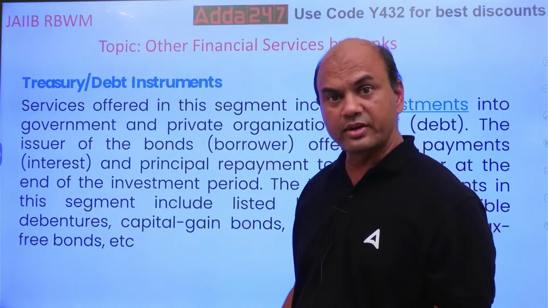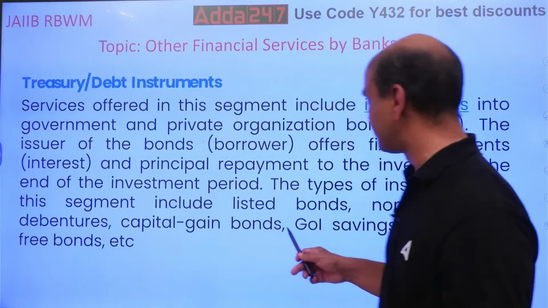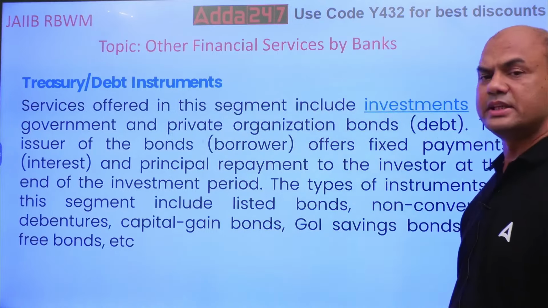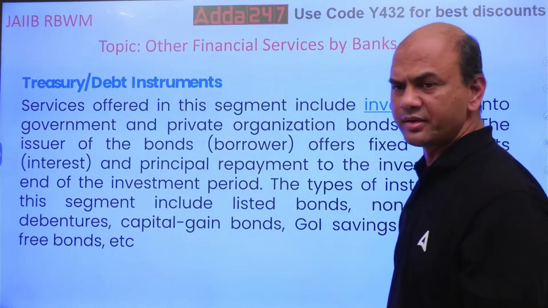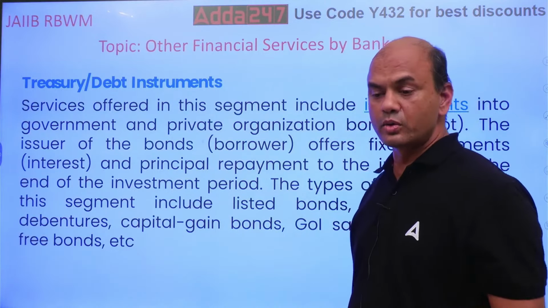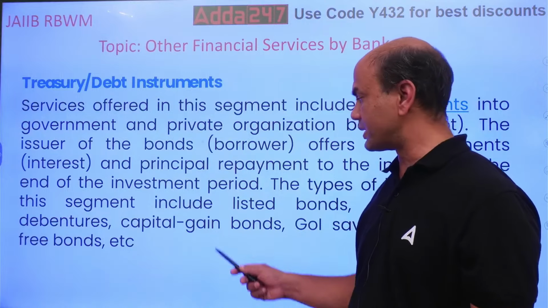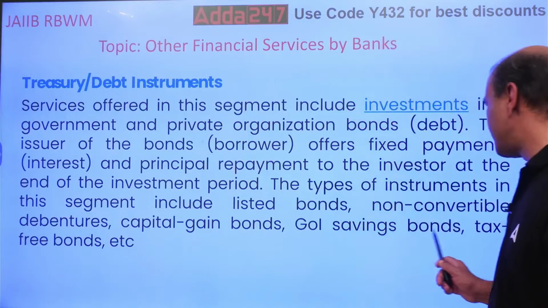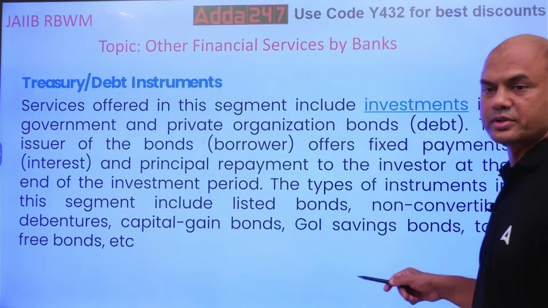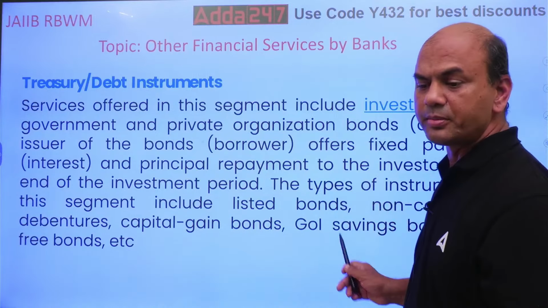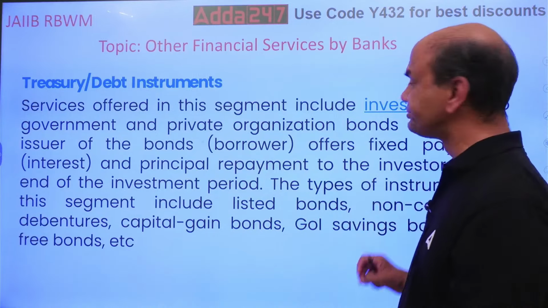So if you want to save it, you have to purchase these capital gain bonds. These are issued by SIDBI, NHAI or REC, Rural Electrification Corporation. Okay. Government of India saving bonds. So GOI saving bonds means these are actually the competitor to your FDs. Okay.